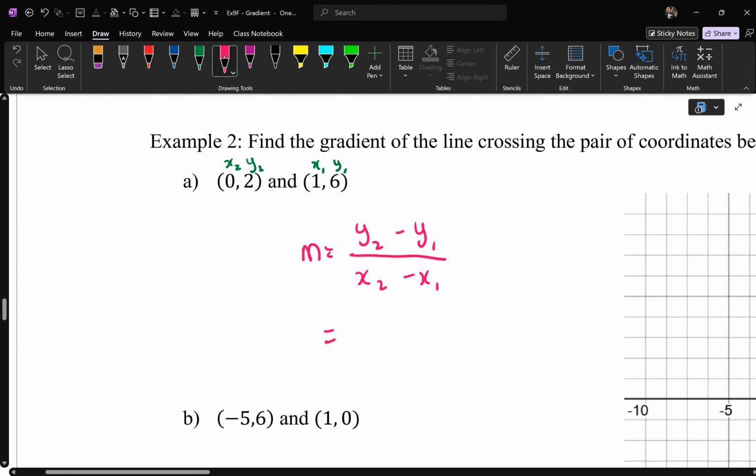So you follow the formula, and you say, well, that's y2, so that's 2. Take away y1, which is 6, divided by x2, which is 0, minus x1, which is currently 1. So you just got to be careful. As long as you're labeling them, you shouldn't make a mistake. I have seen many students make the mistake, though. So as long as you take your time, you should get your answer. So 2 take away 6 is negative 4, 0 take away 1 is negative 1, and negative 4 divided by negative 1 is positive 4. And so the gradient is 4.